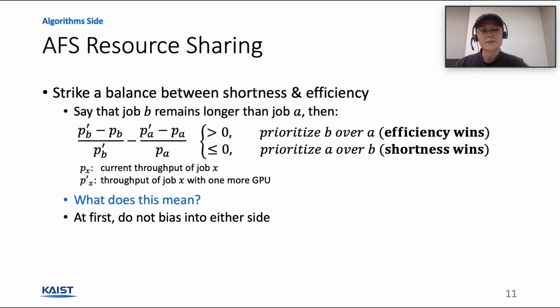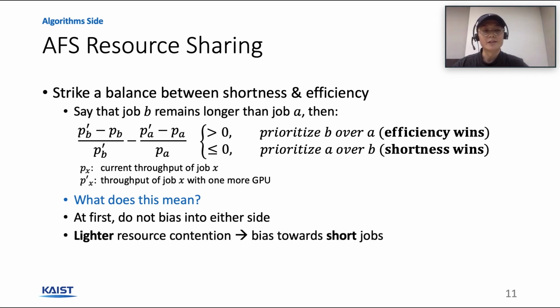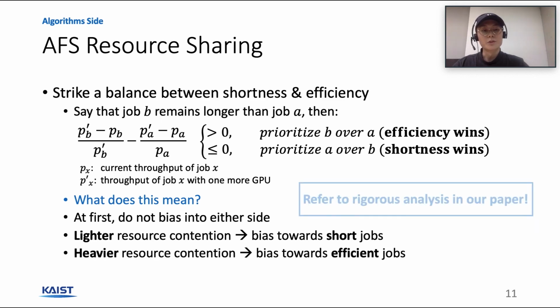Say, a churn event happens, which results in lighter resource contention, then it biases towards prioritizing short jobs, and if the churn event aggravates resource contention, it biases towards efficient jobs. More analysis is in our paper, so please check it out.